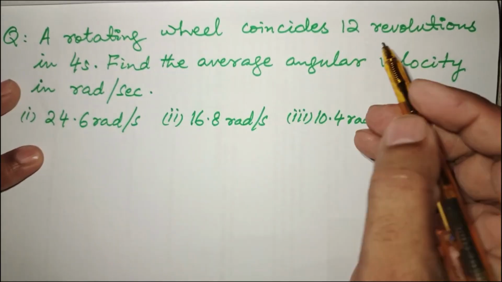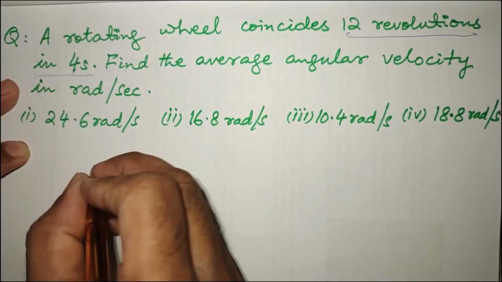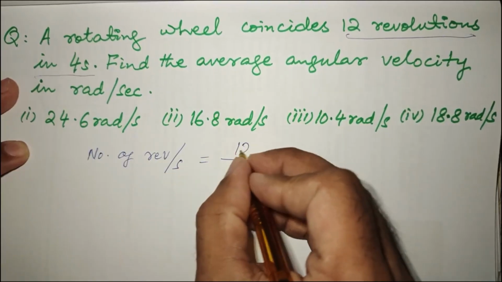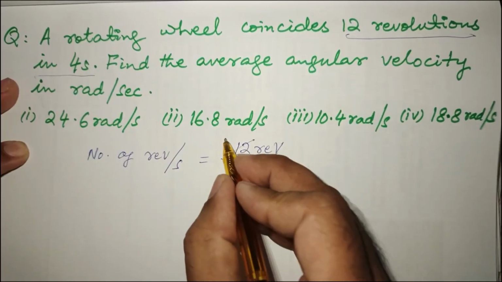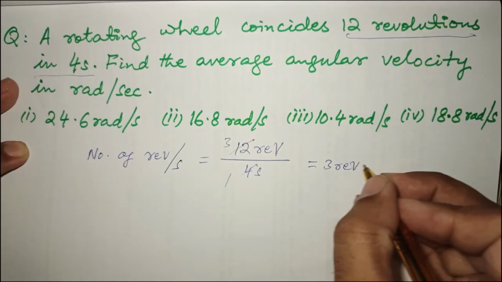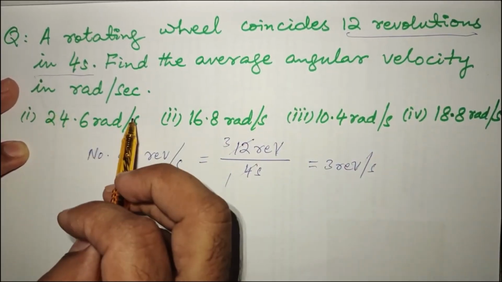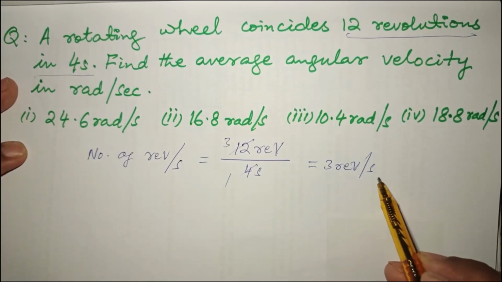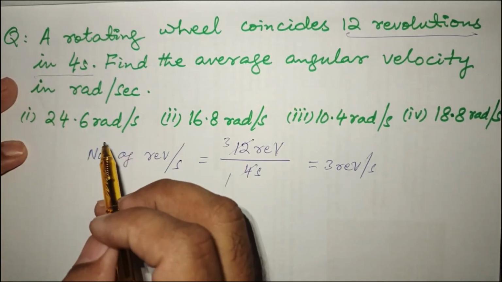A rotating wheel completes 12 revolutions in 4 seconds. So find the number of revolutions per second. How many revolutions? 12 revolutions. In how much time? 4 seconds. 4 ones are 4, 4 threes are 12. This is 3 revolutions per second. Now find the average angular velocity in radian per second. This is the angular velocity, but it is given in revolutions per second. So we have to convert it into radian per second.